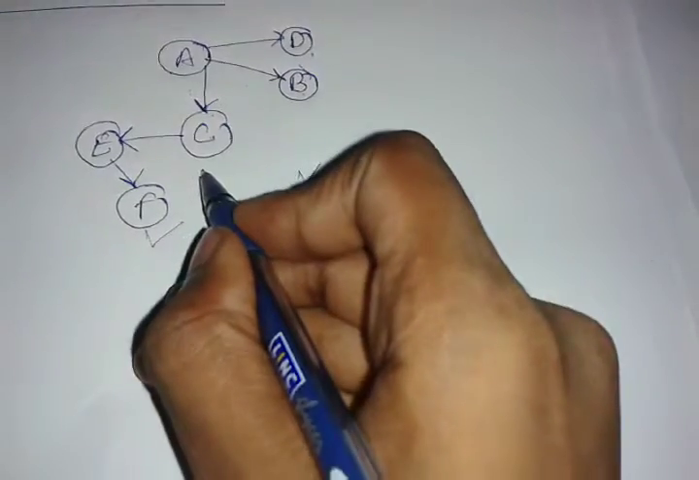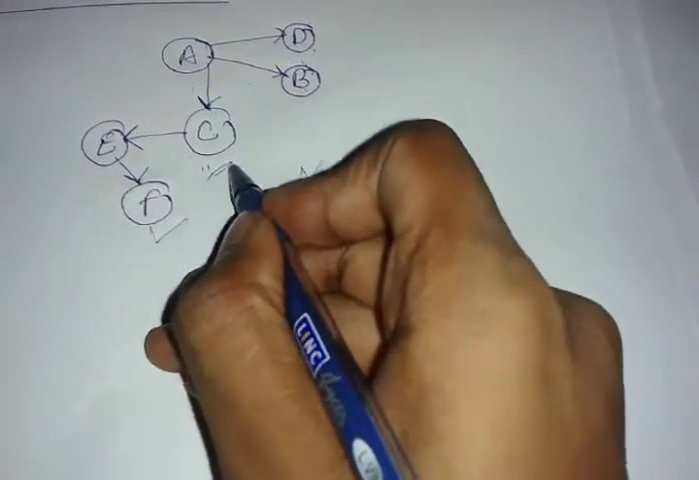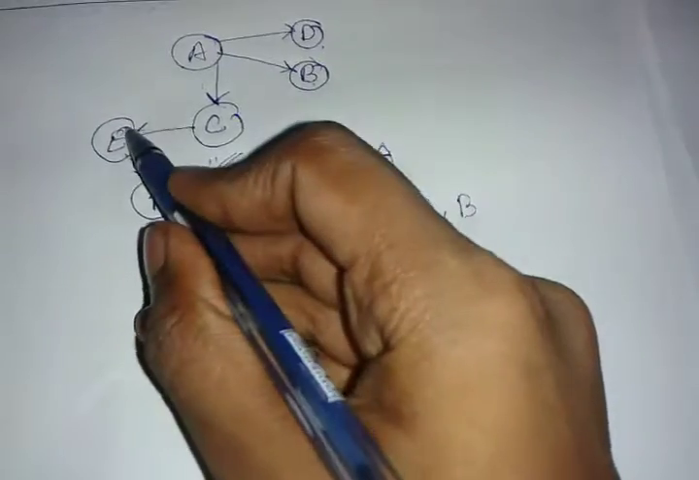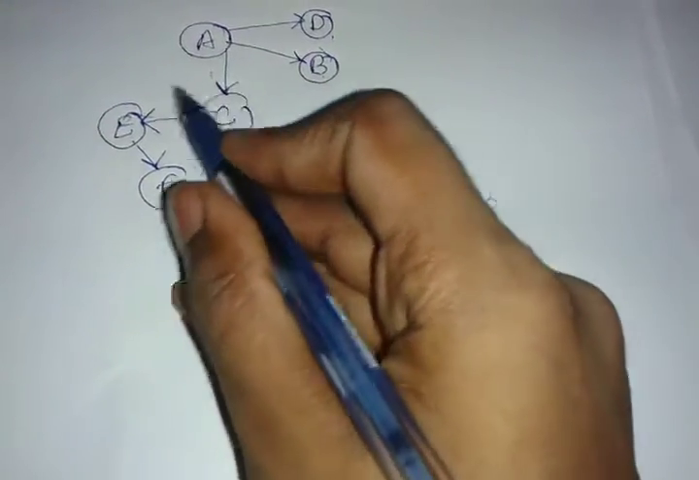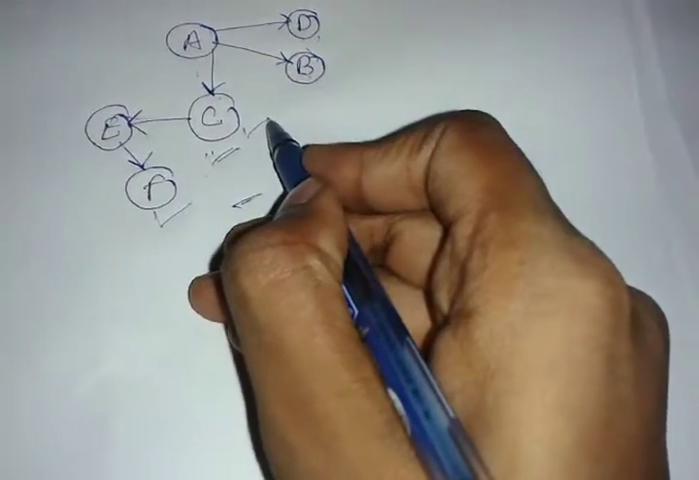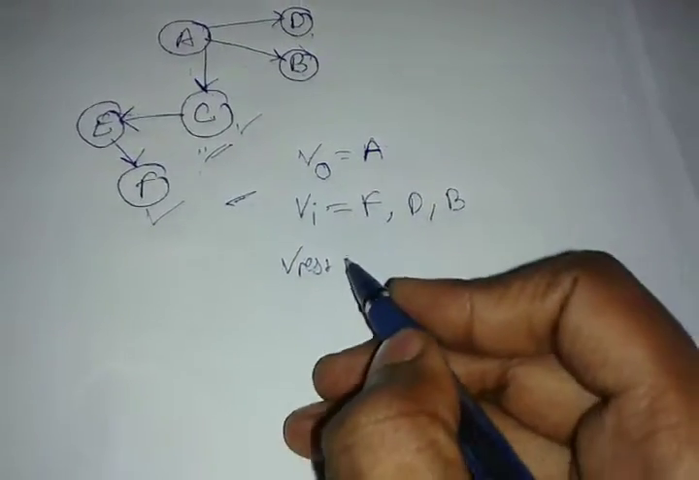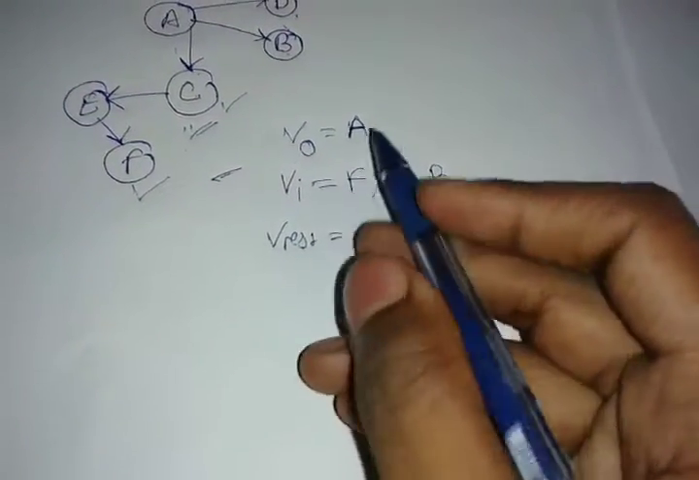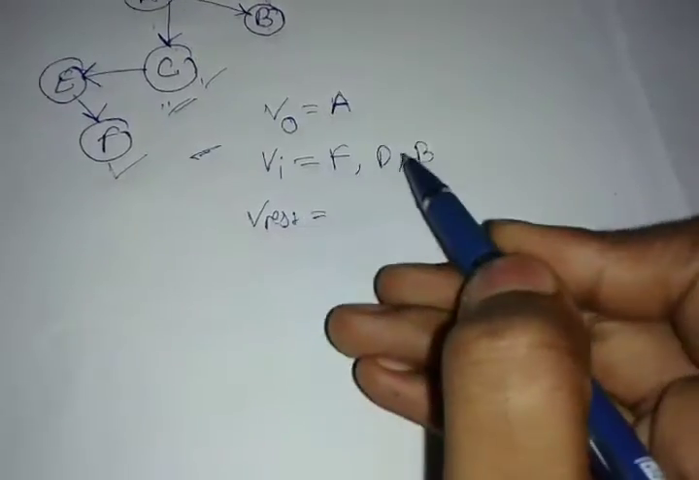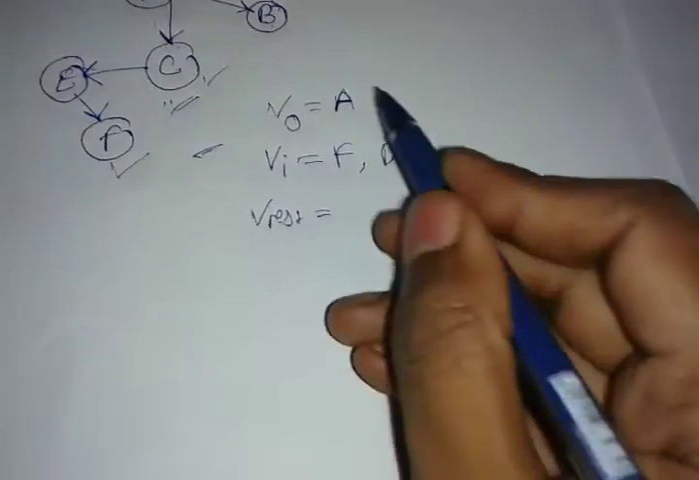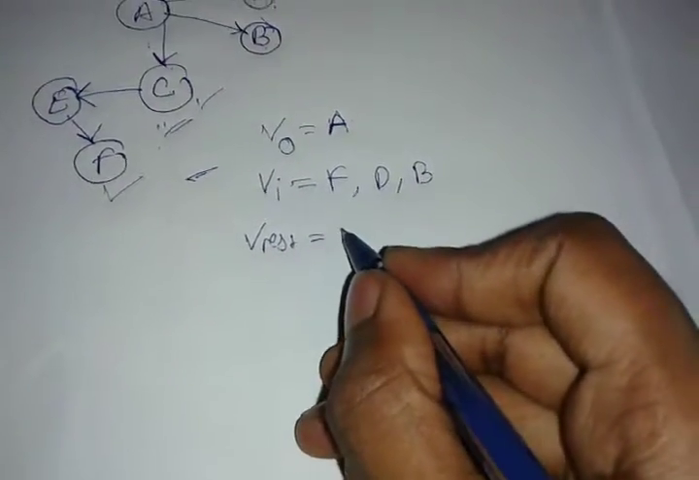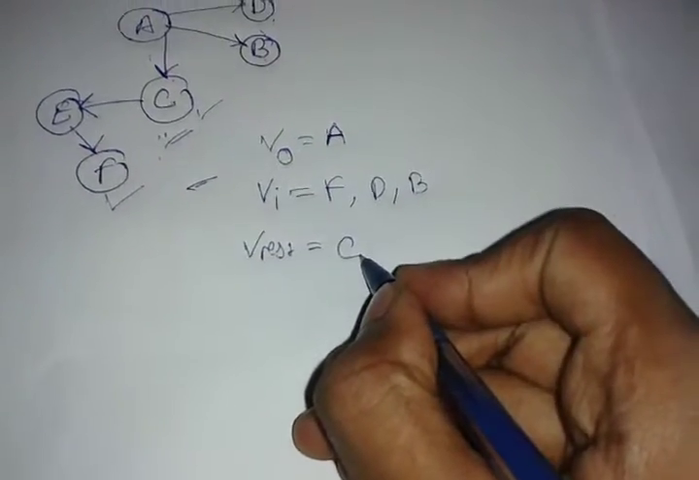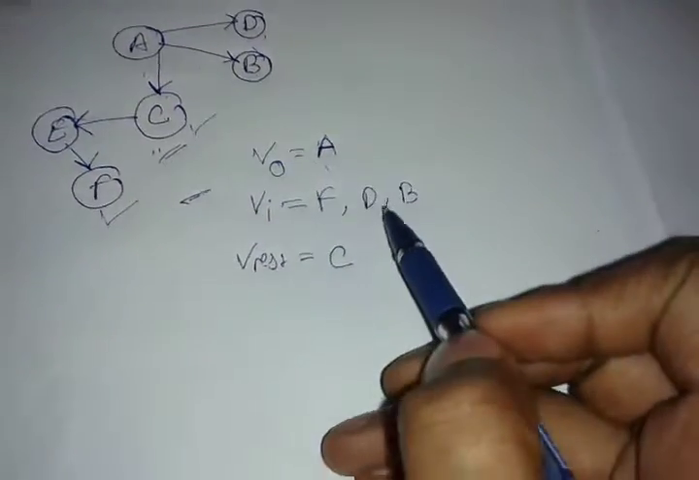But if we see the node C, it has both outgoing and incoming arrows. So we can consider it as the rest. Whatever node is left after the derivation of both sets, we can write here in the V rest. So C is left. We have completed A, B, C.